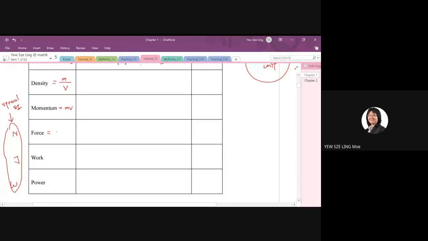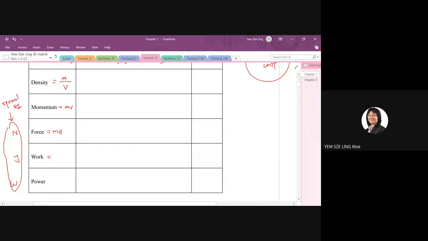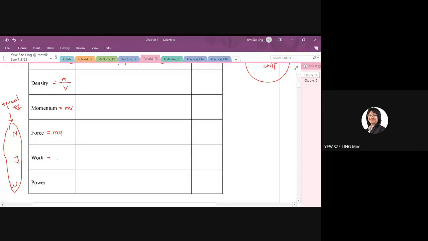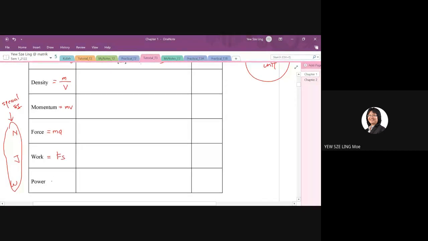Force is equals to ma. And then work has several equations. In this example, I want to use Fs. And then power also has a few equations. In these examples, I want to use W over t. So I gave you these five formulas. I want you to identify their unit in terms of base unit.